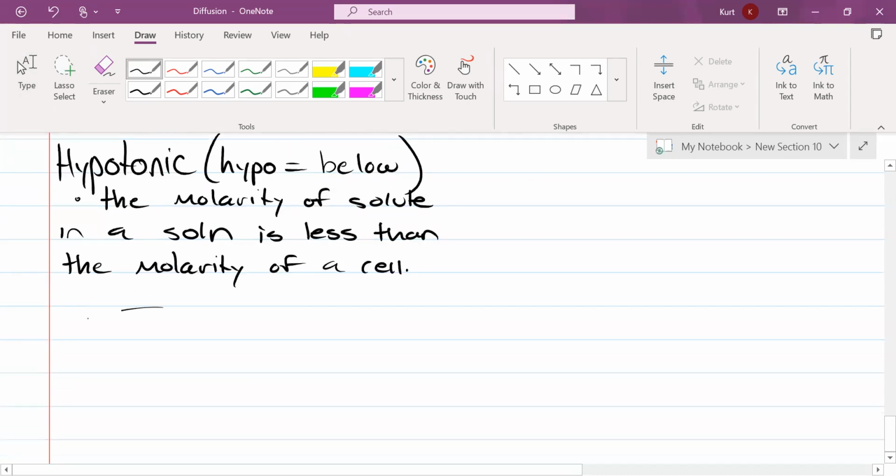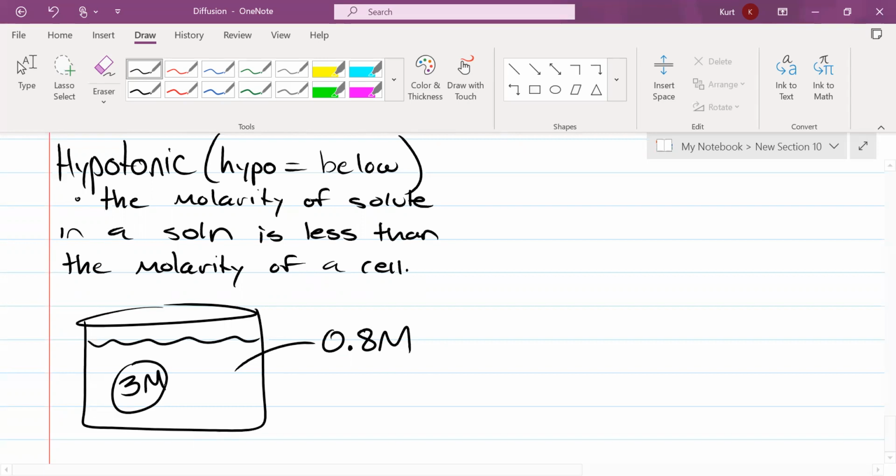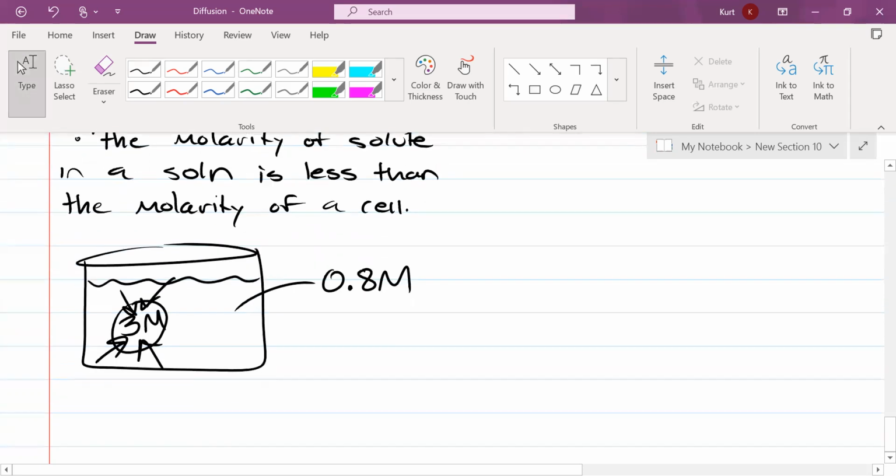Okay, so here's my beaker. Here's some water. Here's my cell. My solution is 0.8 molar. Somebody tell me a number that would make this statement true for this to be a hypotonic solution. 3? Not 0.3, but 3.0? Yeah. 3.0. Okay, good. 3 molar. Yeah, that would work. That's a huge difference. So which way is water going to flow? Into the cell or out? Into. What could that cause the cell to do? Yeah, big time. I mean, that 0.8 to 3, that's a huge difference.